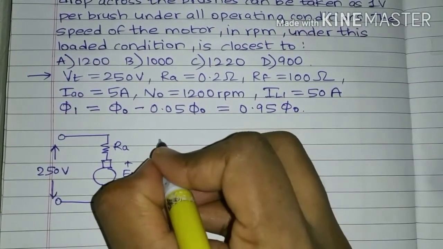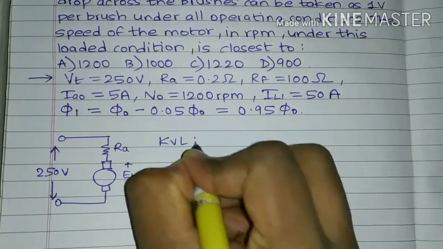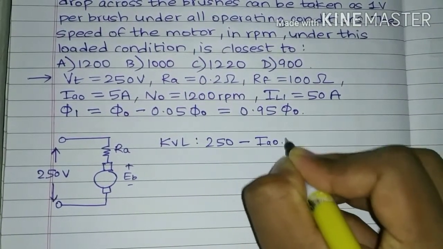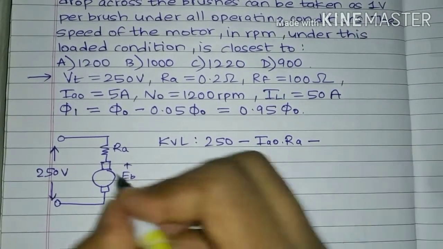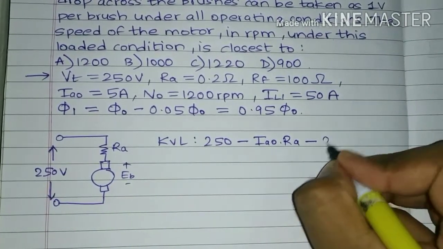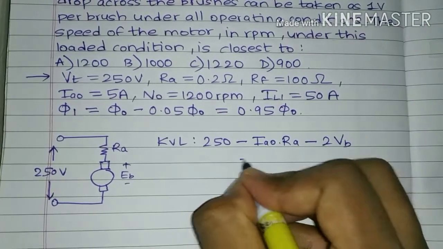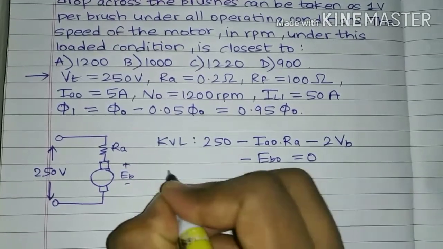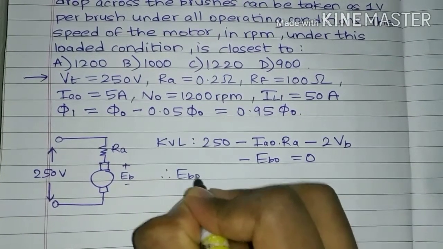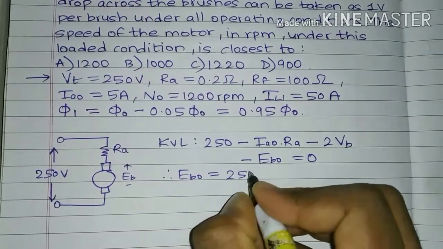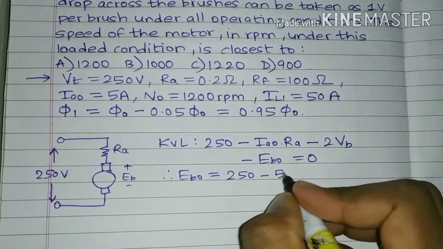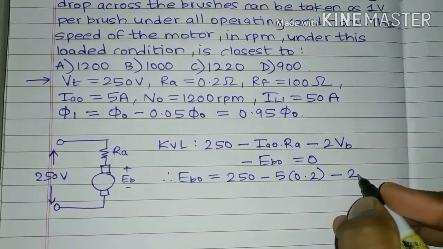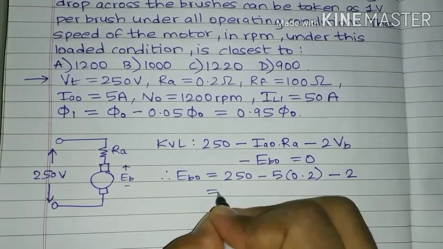Now by KVL, 250 minus Ia0 into Ra, minus, since there are two brushes, 2 VB, minus EB0 is equal to 0. Therefore EB0, which is the no load back EMF, is equal to 250 minus 5 into 0.2 minus 2, which is equal to 247 volts.